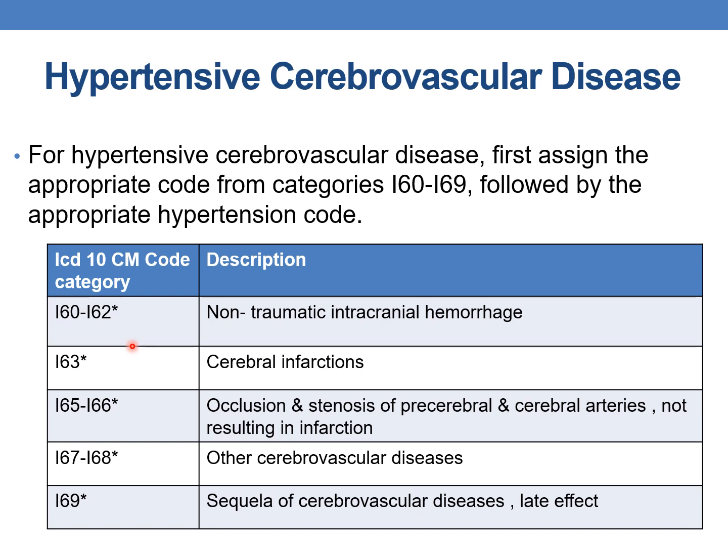I60 to I62 deals with non-traumatic intracranial hemorrhage, whereas I63 deals with cerebral infarction. All these codes are further expandable. I65 to I66 deals with occlusion and stenosis of precerebral and cerebral arteries not resulting in infarction. And I67 and I68 deal with other cerebrovascular diseases. The I69 series deals with sequelae of cerebrovascular disease or late effect.